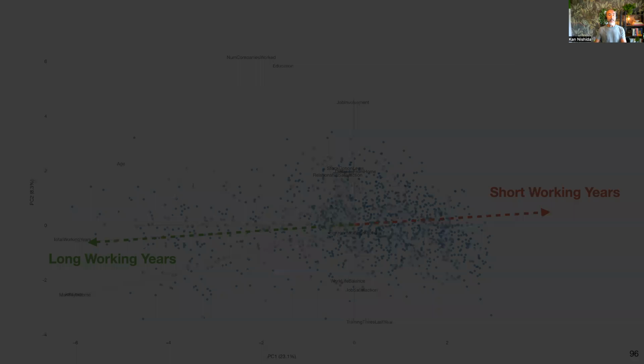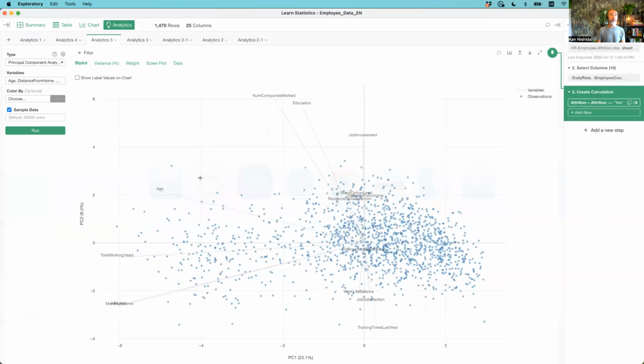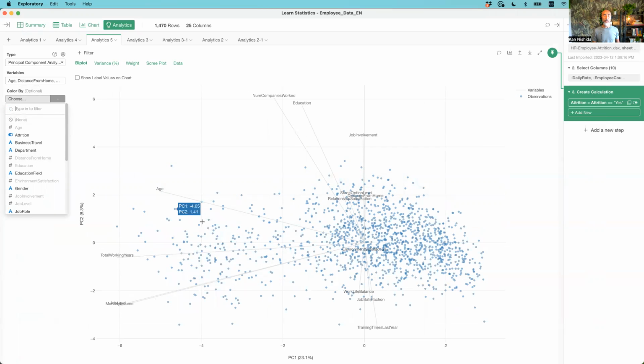Another thing you can do is use color and assign, for example, what type of people these are here. Why are these people higher in age, higher in total working years and monthly income? Then you can actually assign, for example, maybe gender makes a difference or job role makes a difference.